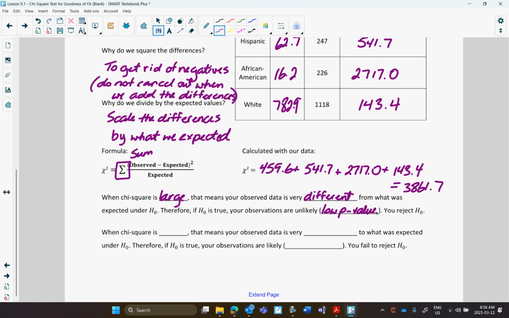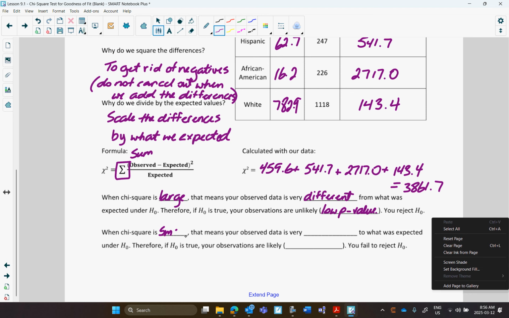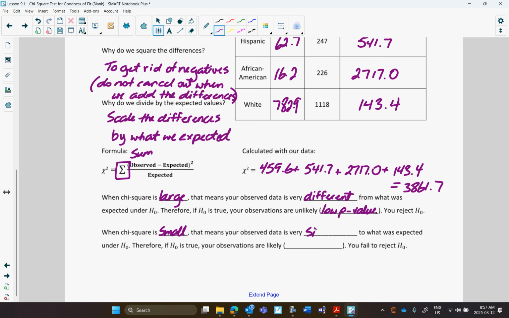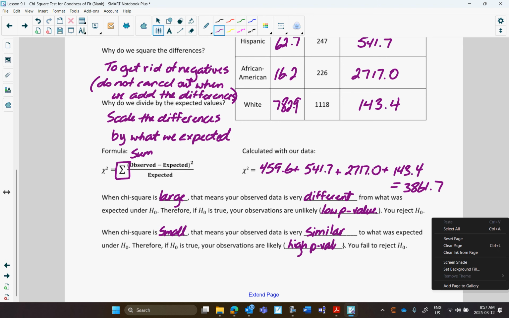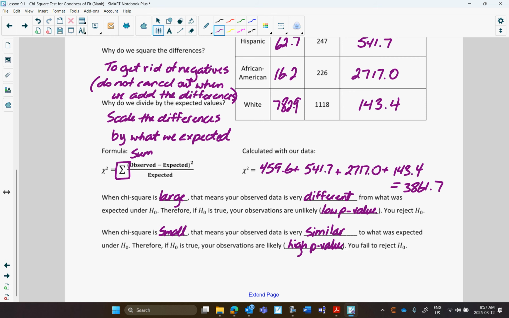If the chi-square is small, it's the opposite. That means that your observed data is very similar. It's not different. So it has a higher p-value, which means we don't reject H0, or we fail to reject H0. Remember, we never say we accept H0, because H0 is what is assumed to be true.